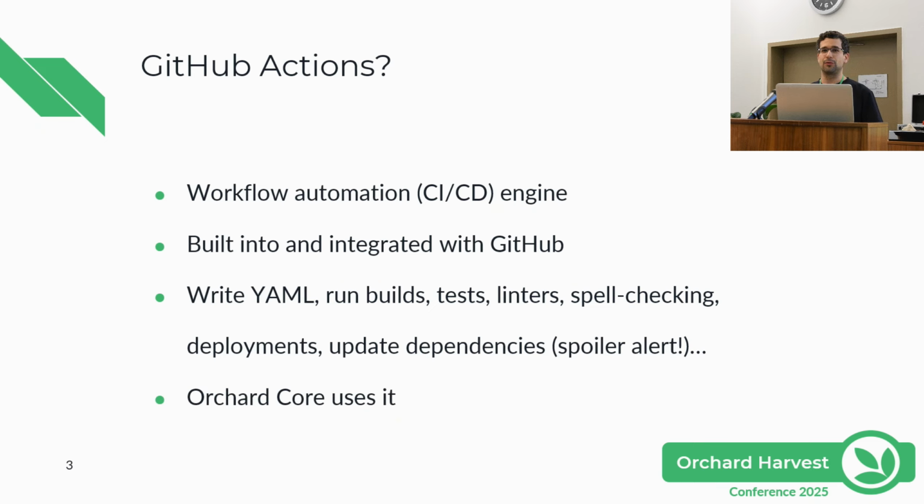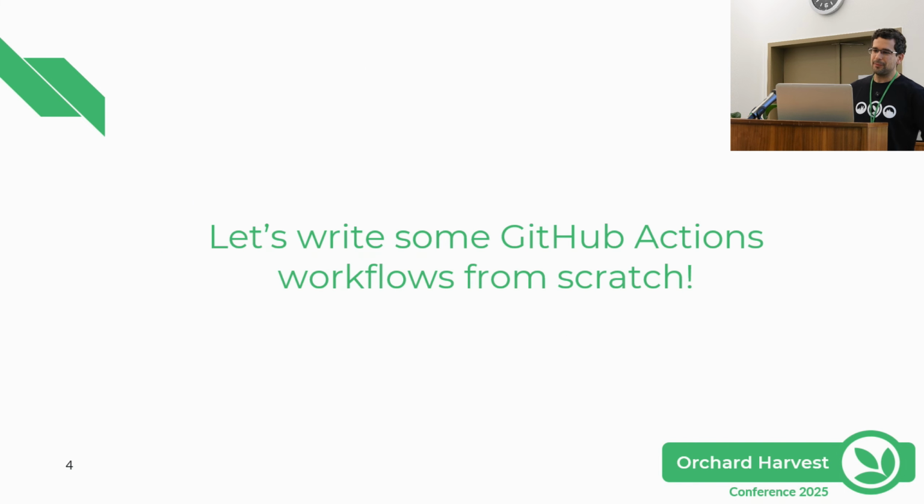When you create GitHub Actions workflows, then you are writing YAML. So that's maybe not the best kind of code that we as developers can think of, but it's useful and it works. And you can use it to, for example, run builds, run tests, execute static code analysis and linters, all of which I will show you. Also do some spell checking. I will talk about that even, deployments, or even update dependencies. And spoiler alert, I won't talk about that today, I will talk about that tomorrow. And of course, Ocean Core uses GitHub Actions as well.